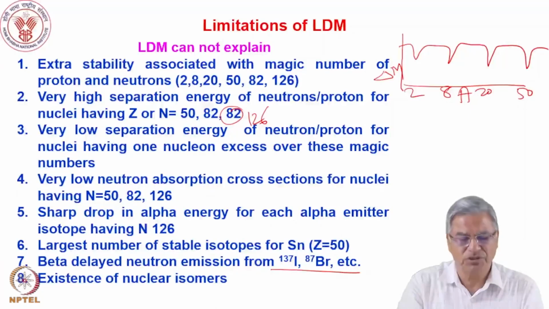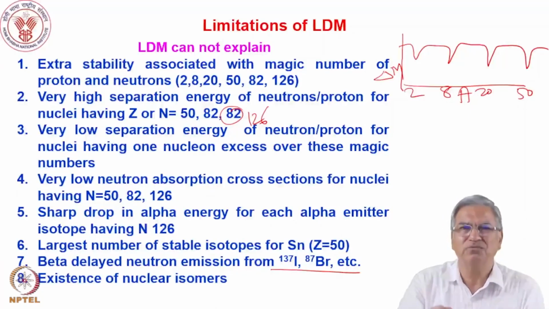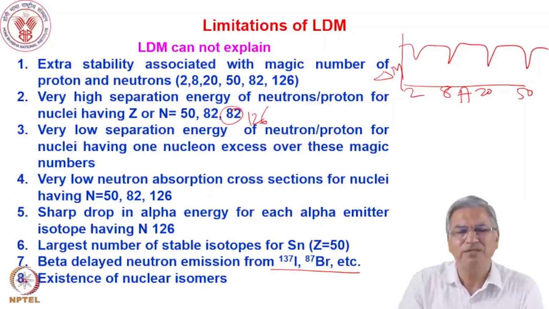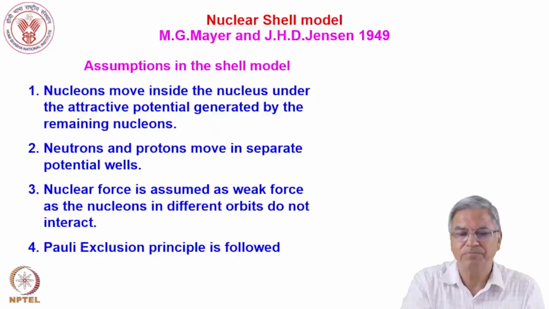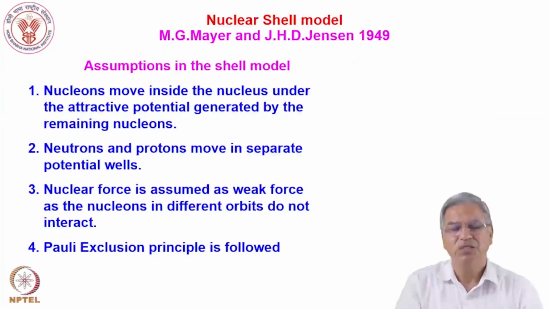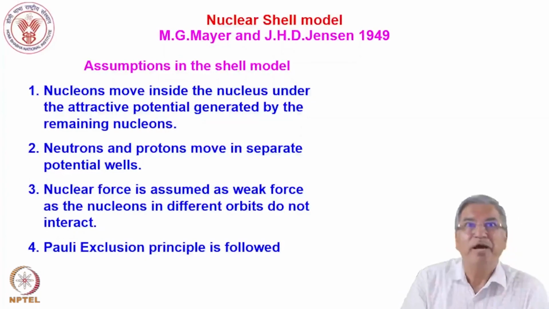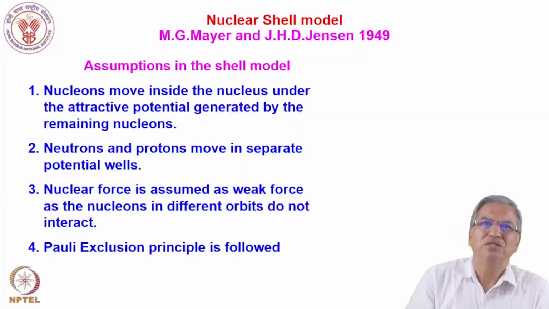Also, the nuclear isomers are those excited states of nuclei which have a long half-life and decay by gamma rays. Sometimes their decay by gamma rays is hindered. They can also emit beta minus or beta plus decays. So the nuclear isomers also could not be explained by the liquid drop model, and that is why there is an urgent need for another model, which we call the shell model. This is the shell model, which was proposed by Mayer and Jensen in 1949.